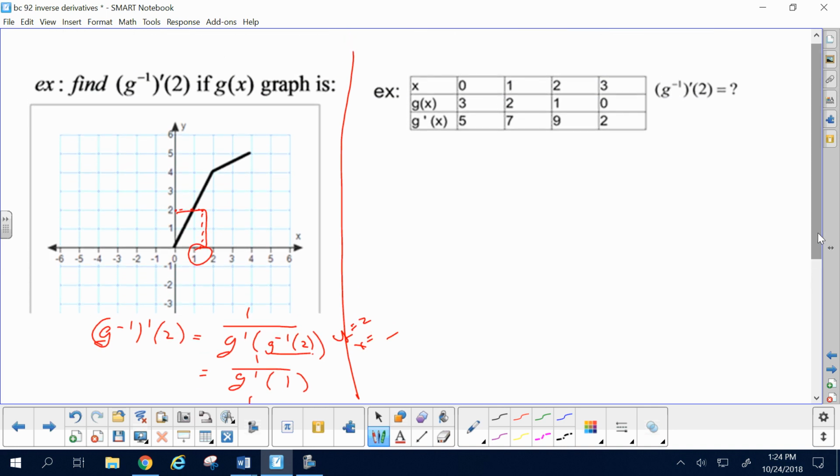And I haven't finished this one, but does somebody want to throw out their answer? 1/7. Do you all agree? All right, that's it. It's pretty straightforward. It's a small idea. I mean, it's important, but not huge. There's always a multiple choice on it, and once every 3 or 4 years, it's good. Okay?